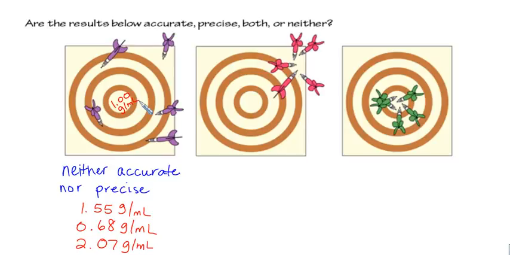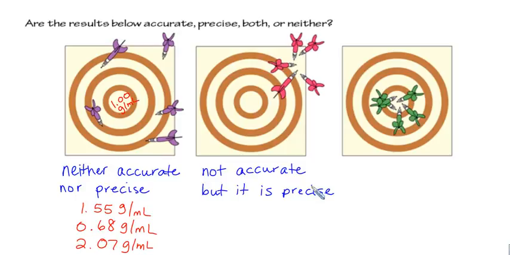The second set of shots is not accurate. I never got the bullseye, but it is precise. Their results are reproducible. They shot in the same place each time. It just wasn't the right place if the bullseye is your target.